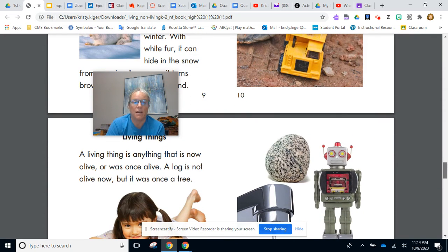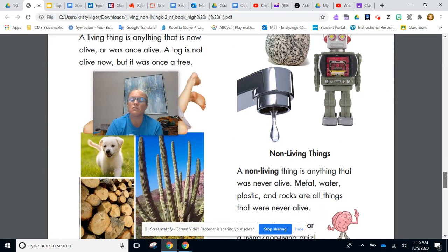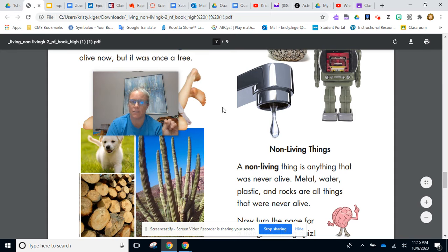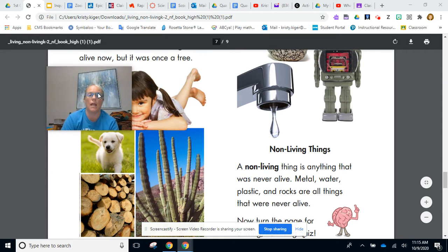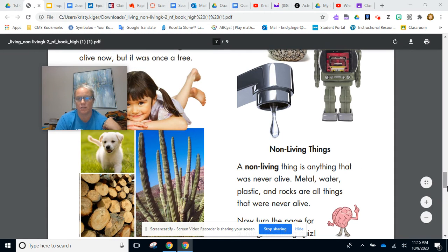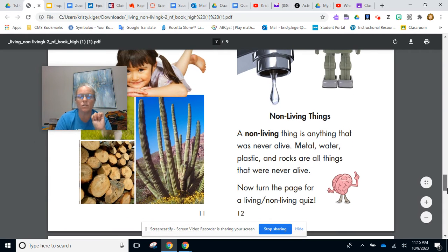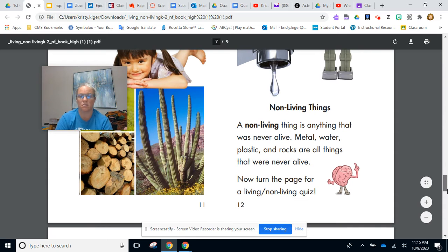Living things. A living thing is anything that is now alive or was once alive. A log is not alive now, but it was once a tree. So you need to remember that just because something is no longer living, it doesn't necessarily mean it's a non-living thing. It's just no longer alive. Non-living things. A non-living thing is anything that was never alive. Metal, water, plastic, and rocks are all things that were never alive.